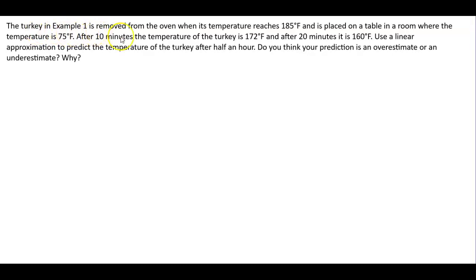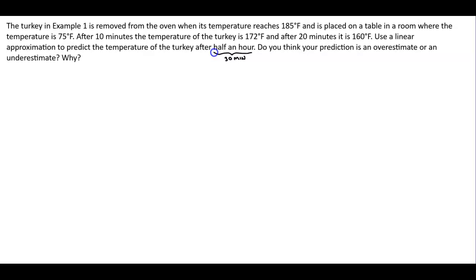The turkey in example 1 is removed from the oven when its temperature reaches 185 degrees Fahrenheit and is placed on a table in a room where the temperature is 75 degrees Fahrenheit. After 10 minutes, the temperature of the turkey is 172 degrees Fahrenheit, and after 20 minutes, it is 160 degrees Fahrenheit. You want to use a linear approximation to predict the temperature of the turkey after a half an hour. Do you think your prediction is an overestimate or an underestimate, and why? So after a half an hour means that would be in 30 minutes.